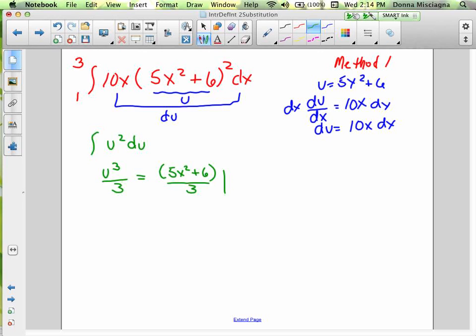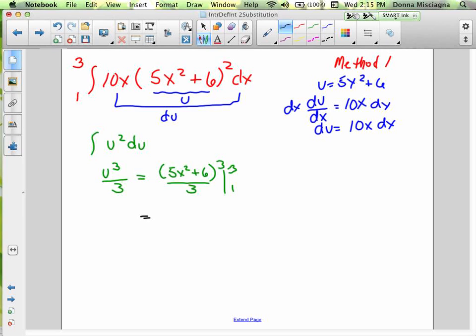At this time, I'll put the limits of integration back, so from 1 to 3. And then we can plug it in and evaluate. That's our last step. But don't forget, when we plug back the u, to keep the exponent. I almost forgot to put the exponent. Don't forget the exponent, that'll give us a really wrong answer. So (5x squared plus 6) cubed divided by 3, and we're evaluating that from 1 to 3.